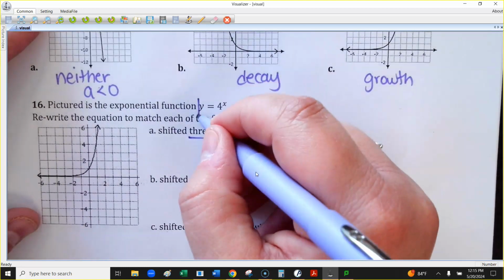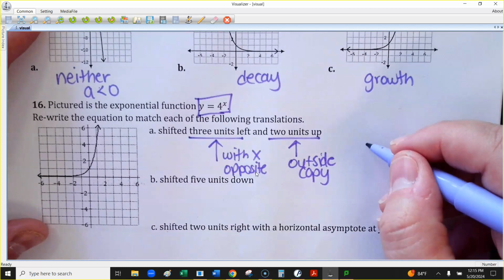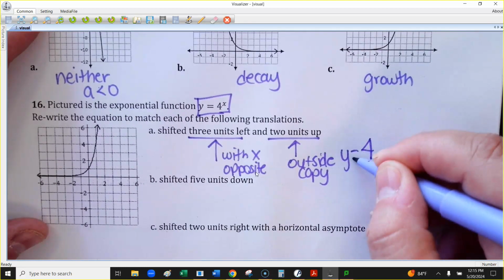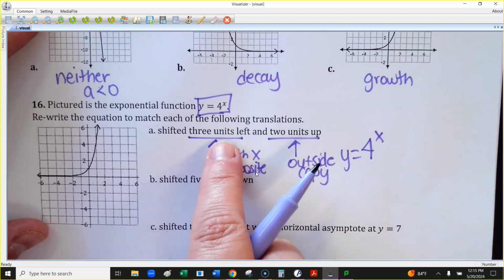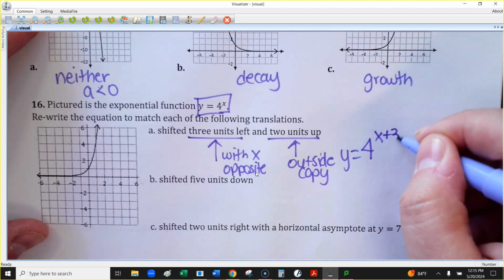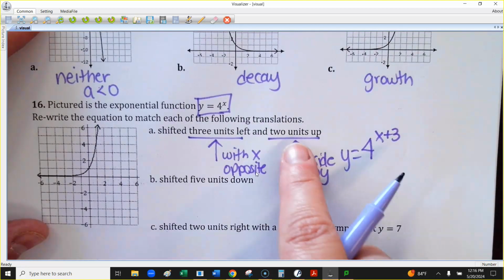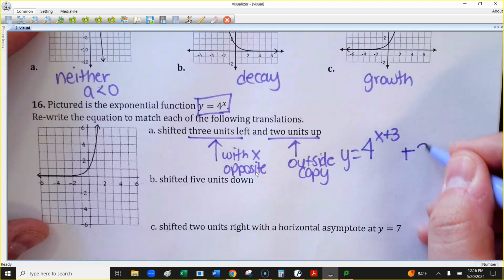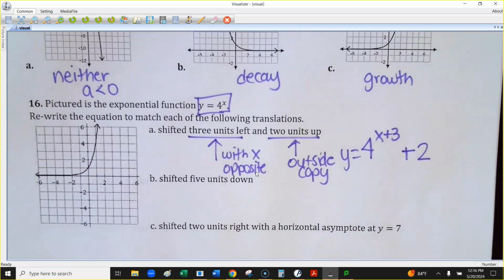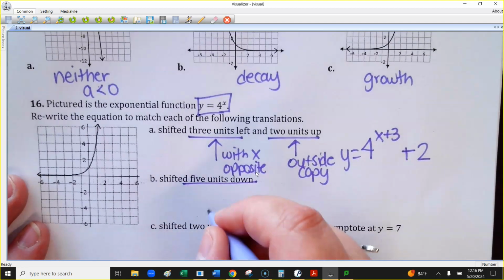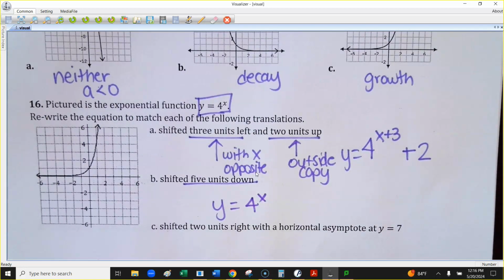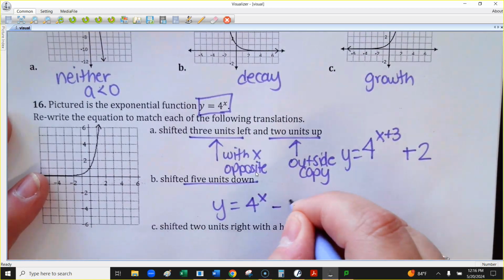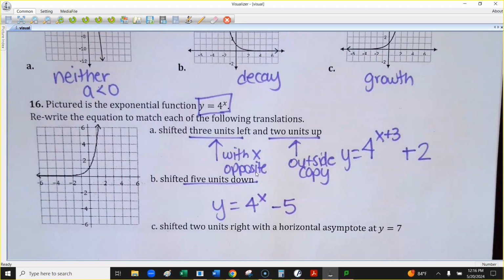So here's how this works. I'm going to shift y equals 4 to the x. You'd still have y equals 4, and then x is going to shift in the exponent left or right. This says left 3, so it would just be plus 3, the opposite of what you think. And then 2 units up would be outside that operation, totally to the side, so it would just be plus 2. If I go 5 units down, it'd be 4 to the x, we're not shifting left or right, so the exponent would just be x, and we're going 5 units down, so that would be minus 5.